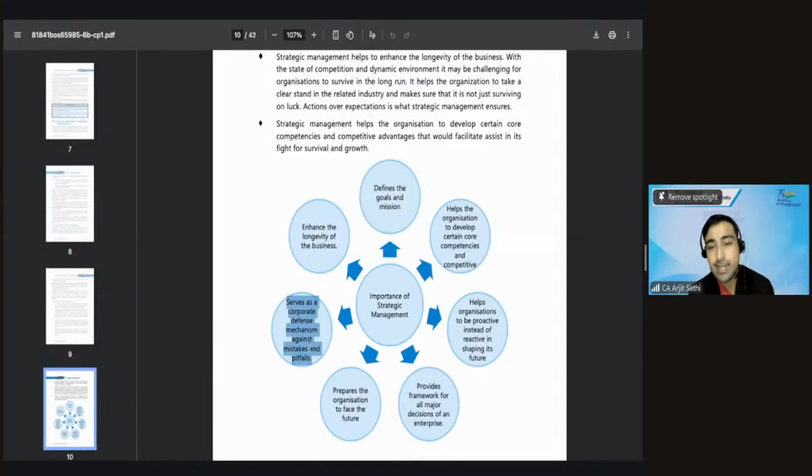That friend who tells you to try, go out, experiment, just don't do this. This is that point. It serves as a corporate defense mechanism against mistakes and pitfalls. It tells you what not to do, because you're learning from your mistakes, from the cycle of strategic management: formulating, implementing, evaluating, coming back. From here you are learning what not to do. That is what it means. Okay, great.